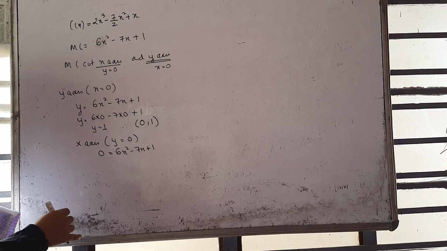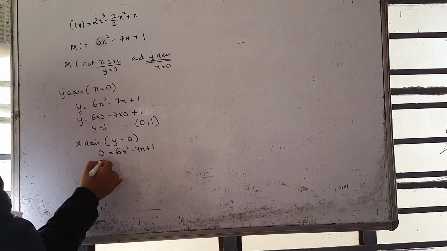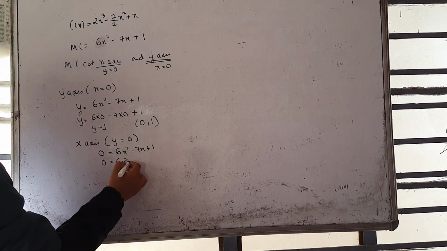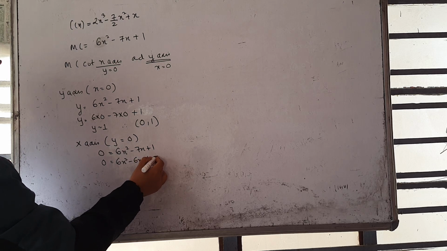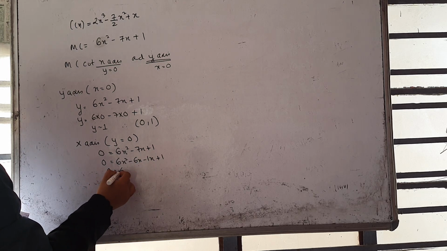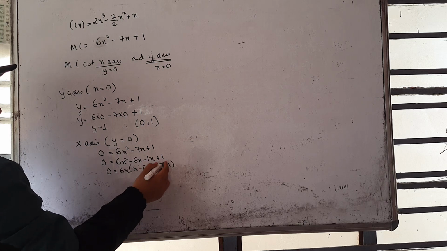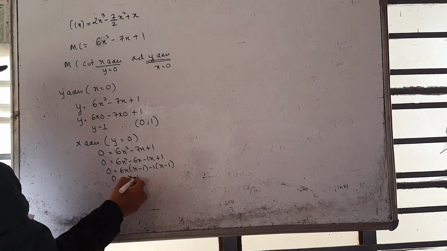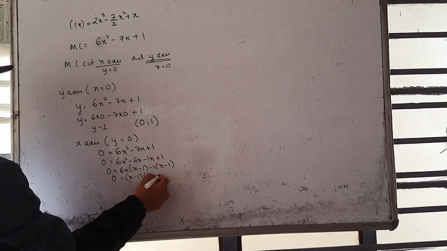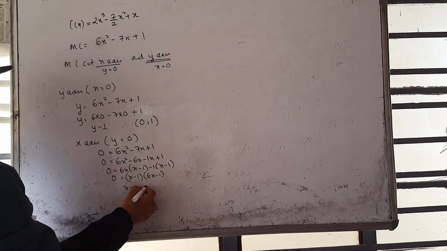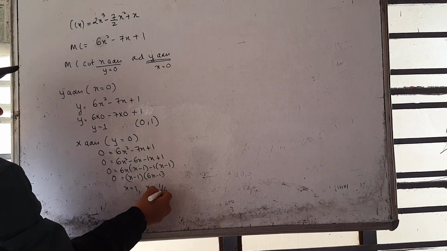Now, doesn't this look like a quadratic equation to you? So quadratic equation means what? 6x² minus 6x minus 1x plus 1. What is common? 6x(x minus 1) minus 1(x minus 1). So you get (x minus 1)(6x minus 1). From here you get x equal to 1 and x equal to 1/6.